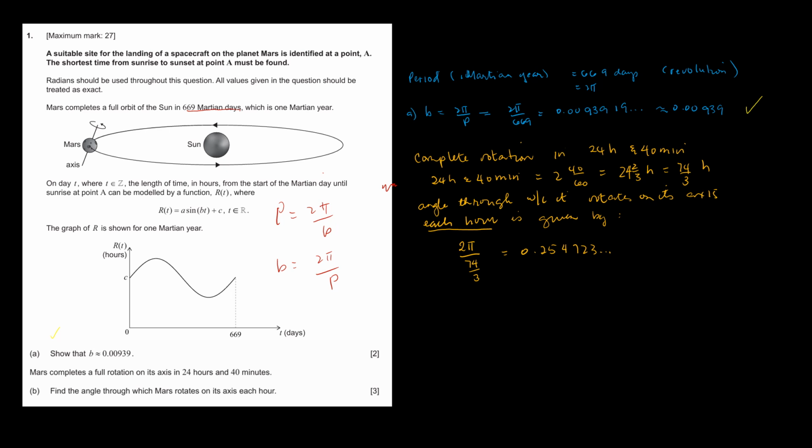Let's do letter B. Mars completes one rotation on its axis in 24 hours and 40 minutes. So the complete rotation is given in hours and minutes. We convert that into hours. So we can see the solution here, and it gives you 74 over 3 hours. The angle through which it rotates on its axis each hour is now given by 2 pi, that's a complete rotation, over how many hours? 74 over 3 hours. So that gives us this answer. And this is approximately 0.255 radians.